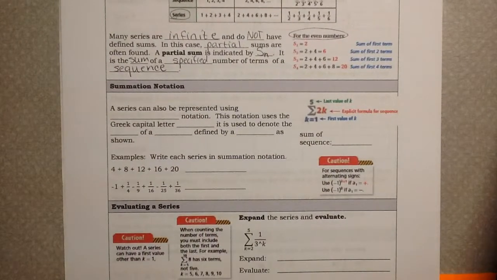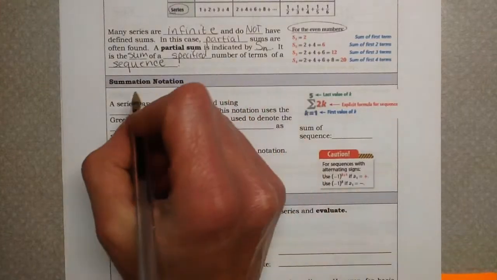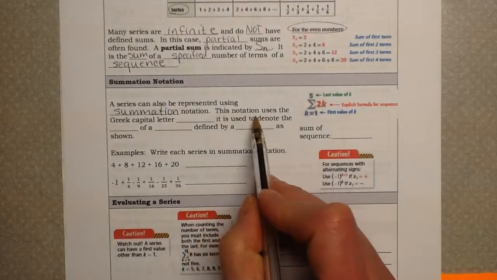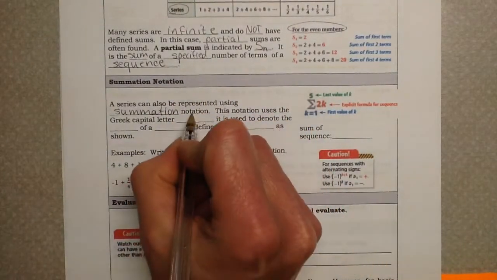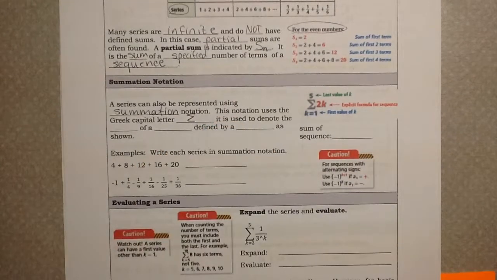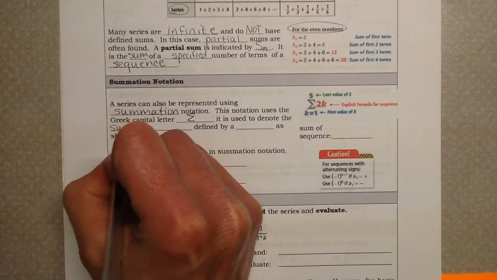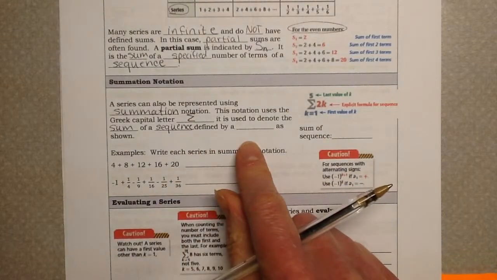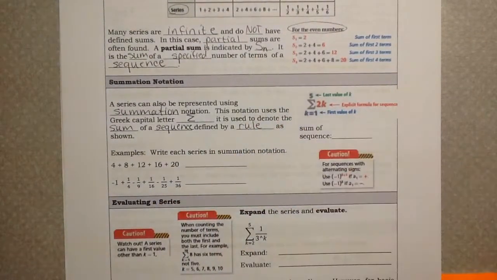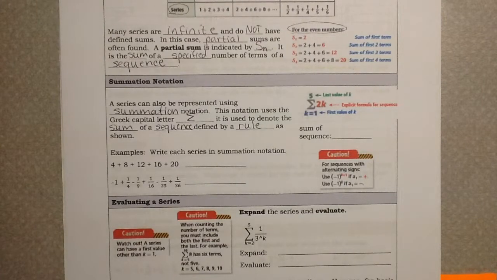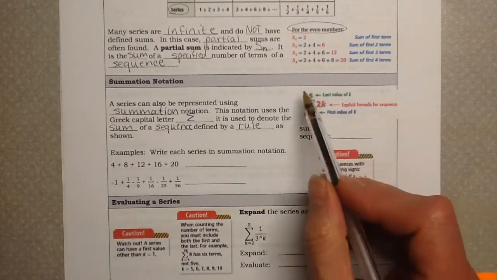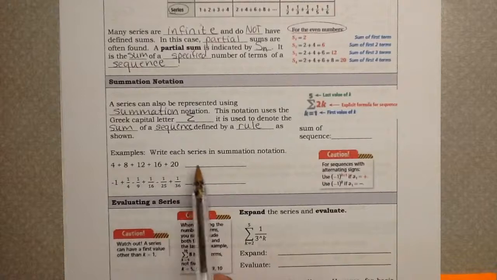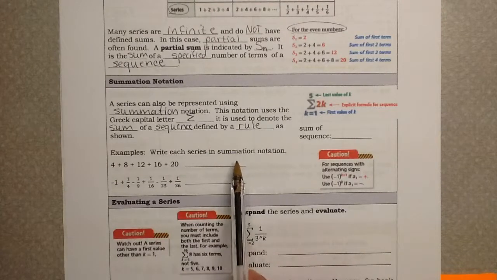Now, a series can also be represented using summation notation. This notation uses the Greek capital letter sigma, and it looks like this. It's used to denote the sum of a sequence defined by a rule. Yesterday you wrote some rules, so today, instead of just writing a rule, you're going to find the sum using a rule. Okay, now let's write each of these in series and summation notation.